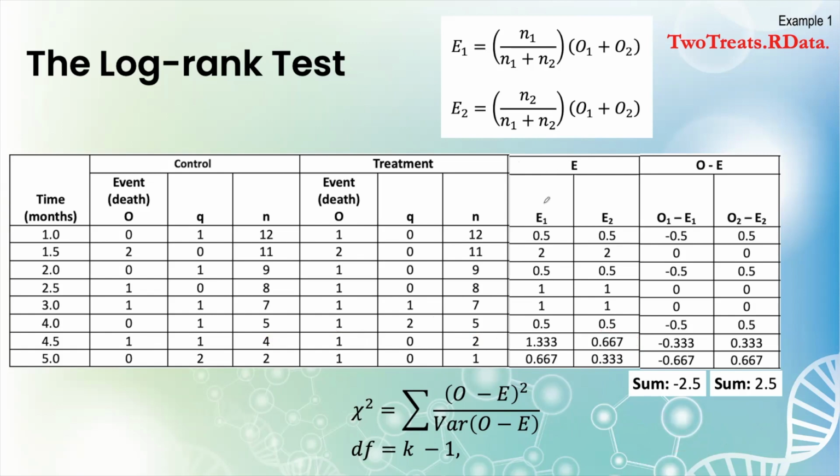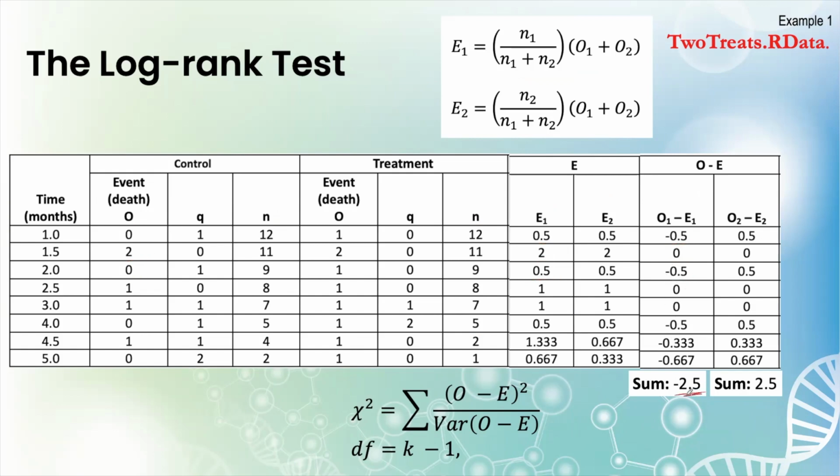So I hope this calculation of E sub 1 and E sub 2 is clear. In other words, this is just your n sub 1 and this is just your n sub 2, and this is O sub 1 and this is O sub 2 in each row. Okay? Now, to calculate the next column, we have O sub 1 minus E sub 1. So that's 0 minus 0.5, so that's negative 0.5. 2 minus 2 is 0. 0 minus 0.5 is negative 0.5 and so on.